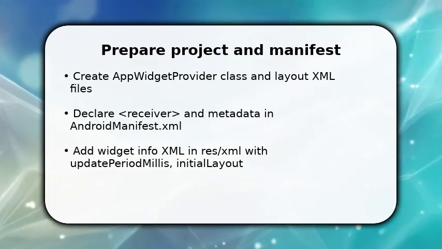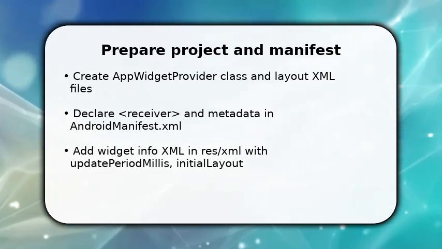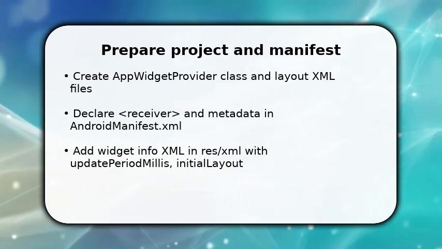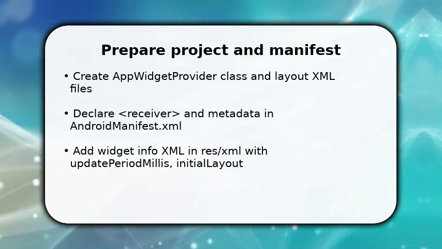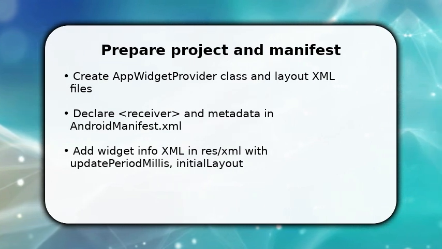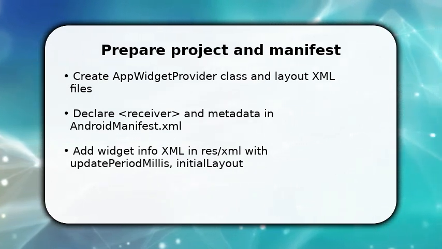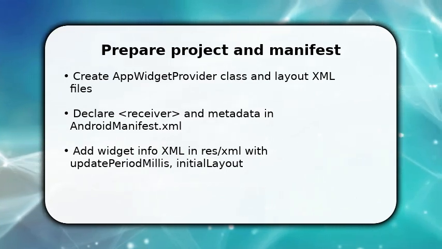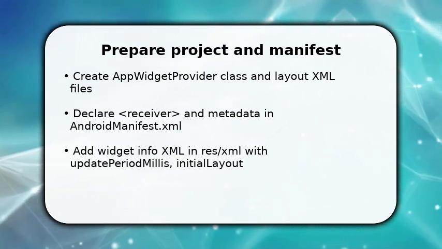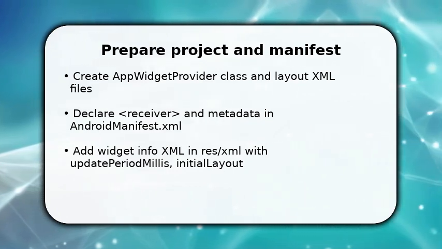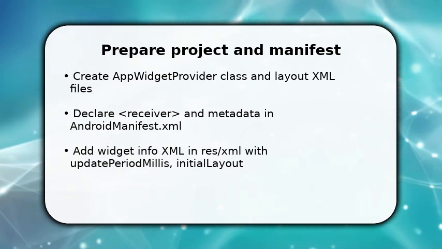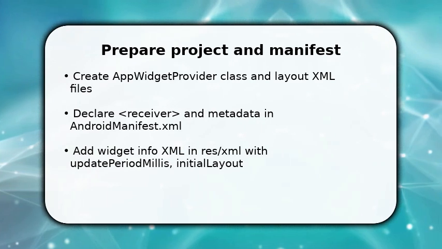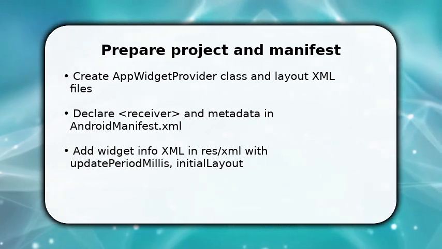You start by preparing the project so the system recognizes your widget. Create an App Widget Provider subclass and a clean layout XML for the home screen. Once done, declare a receiver in AndroidManifest.xml that references your provider and point it at a res/xml widgetinfo file. Make sure widgetinfo contains initial layout and updatePeriodMillis values so the launcher knows how often to refresh. This setup lets Android instantiate and manage your widget lifecycle correctly.